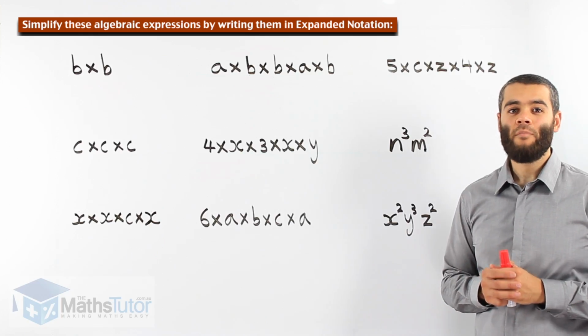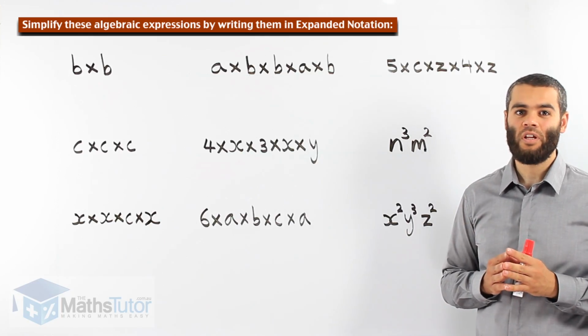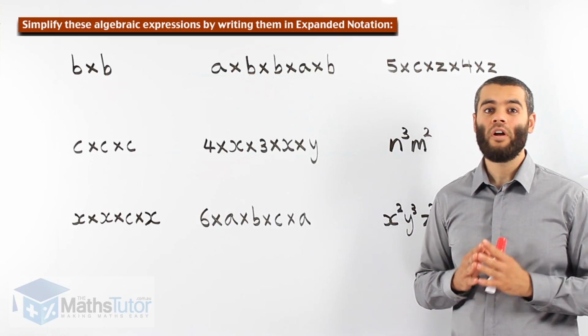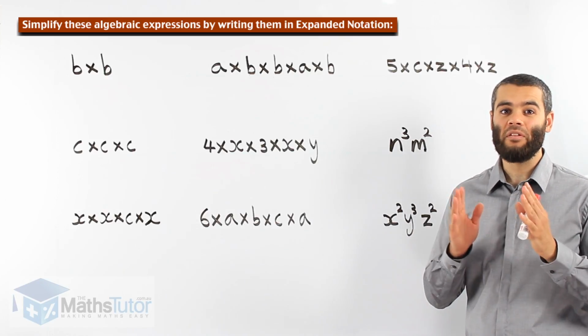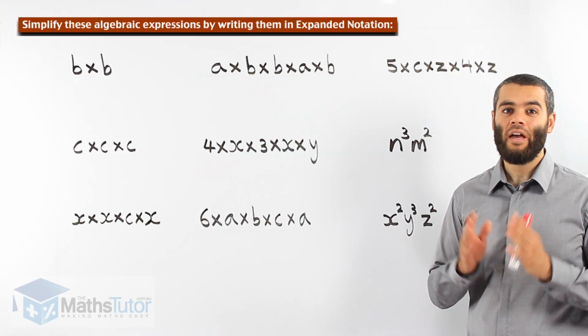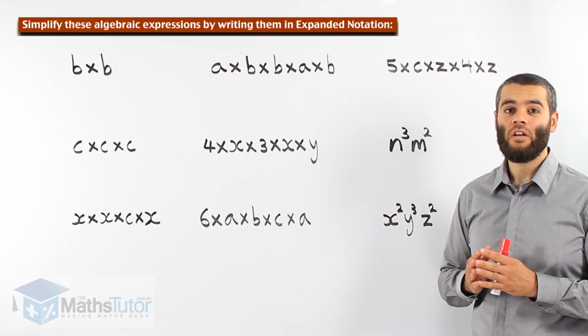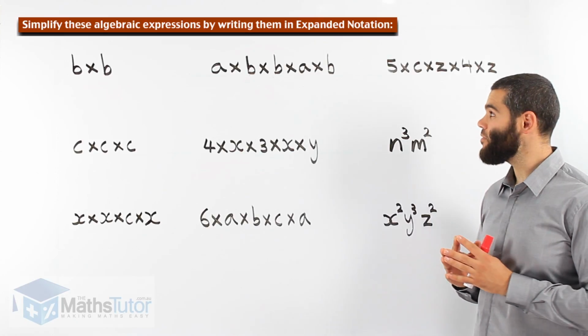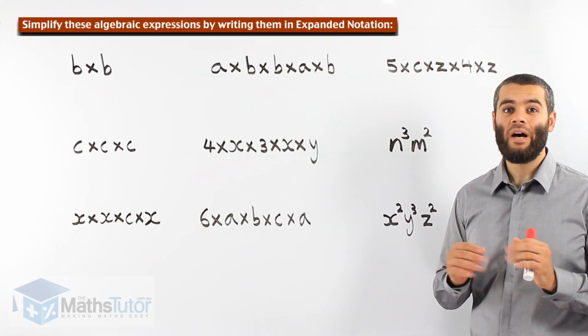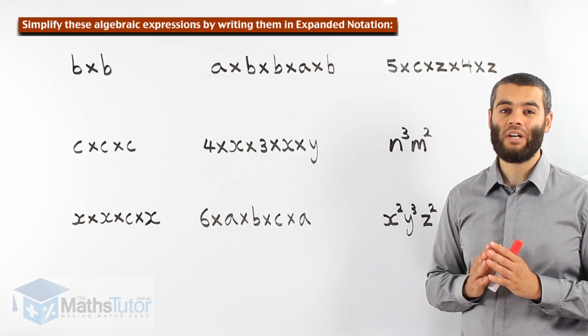Hey guys, mathematicians like to make things simple. They don't like to complicate things at all. They like to simplify and make things easy, straight to the point, and smaller in writing. Now here we have algebraic expressions. Some of them are pretty long, as you can see, but mathematicians like to take shortcuts.